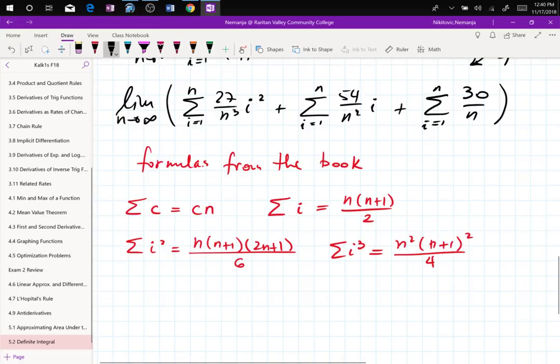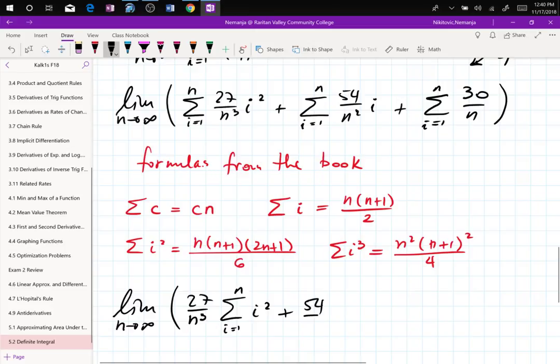So now, since the sum operates on i as a variable, 27 over n cubed is a constant. You can kick it outside. So now I have the limit, n goes to infinity, and I kick 27 over n cubed outside to have the summation of i squared, i goes from 1 to n, plus kick 54 over n squared out, left with the summation of just i, plus kick 30 over n out to leave the summation of 1. We're done.